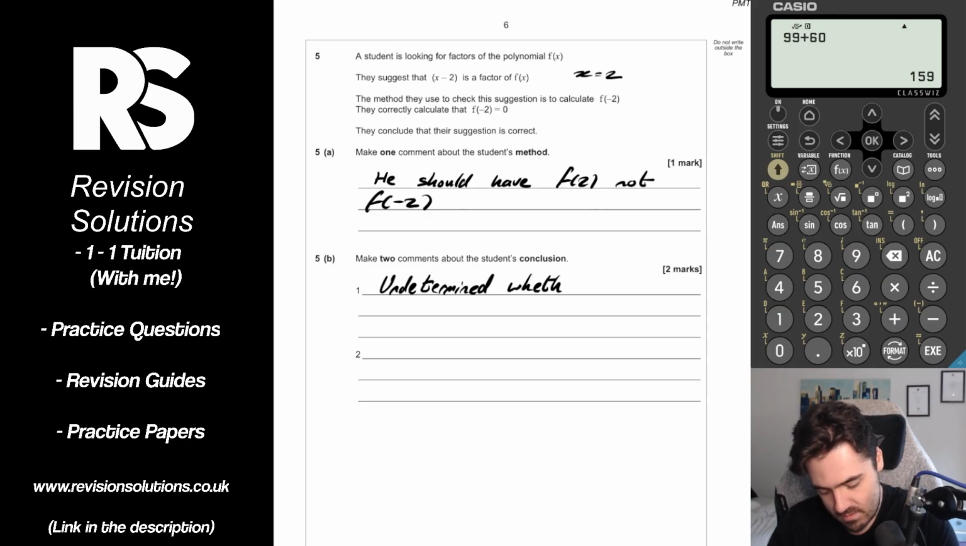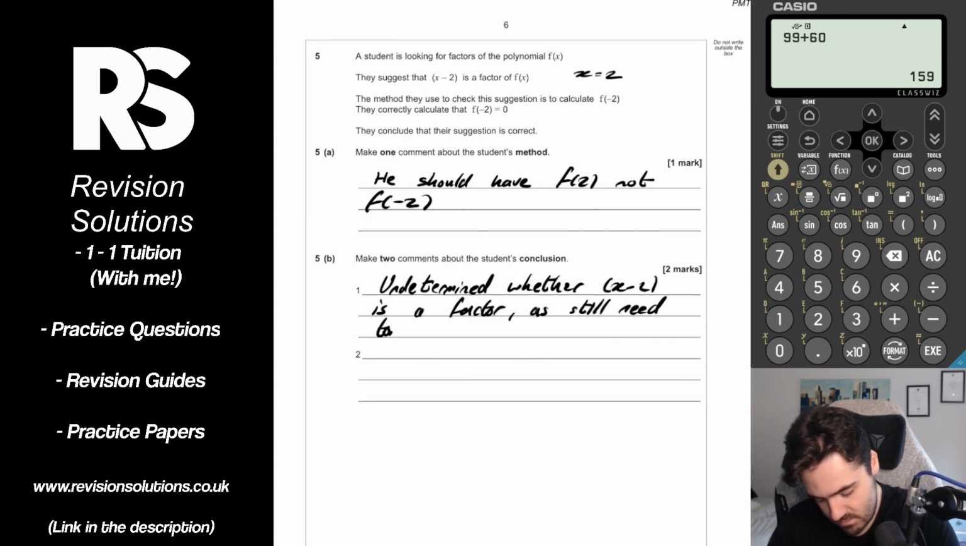Whether x minus 2 is a factor, we still need to check that f of 2 equals 0. And then the other comment is, well, he has actually found another factor. The fact that f of minus 2 equals 0 does imply that x plus 2 is a factor of f of x.